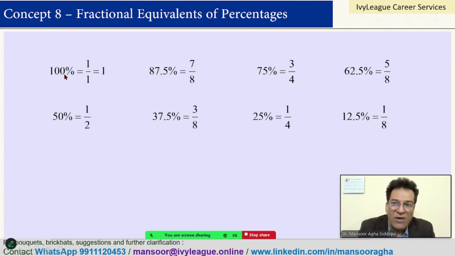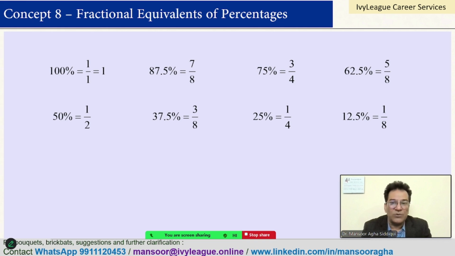Exactly in the middle of 100% and 75% is 87.5. So if you add 12.5% to 75%, you will end up getting 87.5. If you subtract 12.5% from 100%, you will end up getting 87.5%. This 87.5% is equal to 7 by 8, or it is equal to 7 multiplied by 12.5 over 8 multiplied by 12.5, which is equal to 100 below and 87.5 on top, which is equal to 7 by 8. So these values should be mugged up. You have to learn them. You have to rote them.